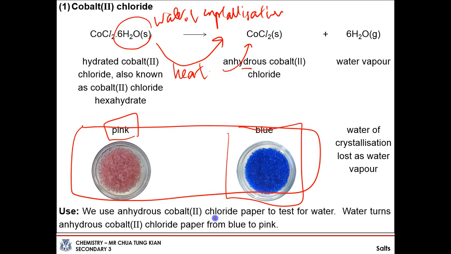Cobalt(II) chloride, the anhydrous version, is also used to test for water, because its original color is blue. When you add water, it becomes pink in color. Some papers are impregnated with anhydrous cobalt(II) chloride, and when they are exposed to water, the paper turns from blue to pink. So this tells us that the liquid contains water, or the liquid is water. This is a common test which you will use in your QA sessions.